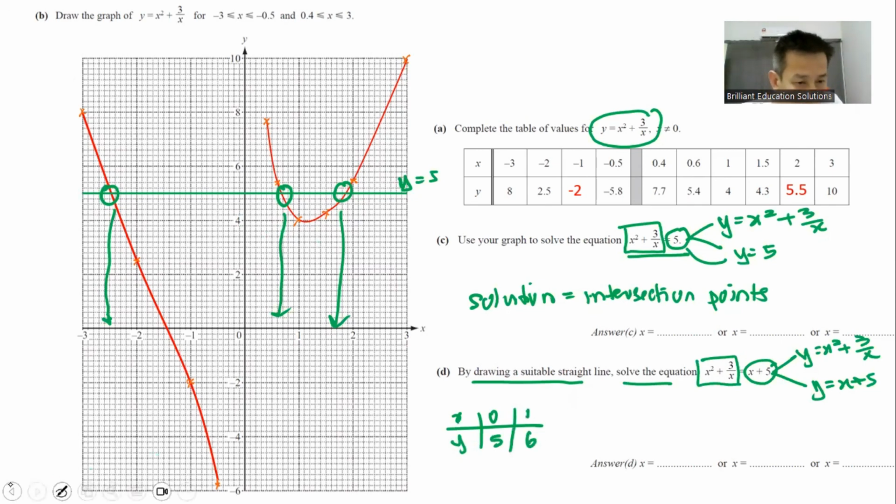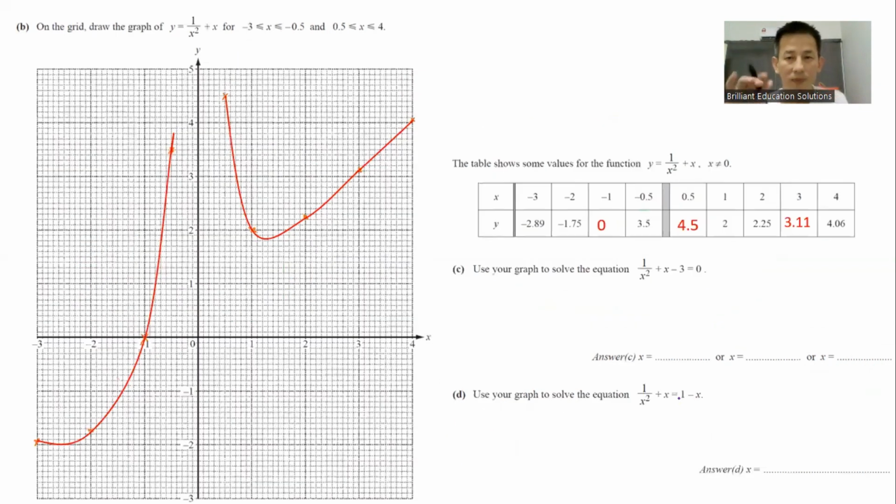So you plot the graph, 0, 5, and 1, 6. And you should get something like this. And to check the answer, you should get 3 intersection points. 1, 2, and 3. Get the x value of each point, so you get the answer. Now we move on to a more challenging question.